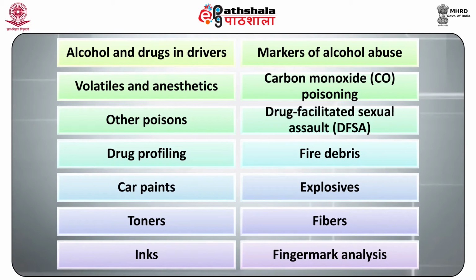Recent applications of GC in the forensic sciences include those in forensic toxicology, which include alcohols and drugs in drivers, markers of alcohol abuse, volatiles and anesthetics, carbon monoxide poisoning, poisons, drug facilitated sexual harassment and drug profiling, and more general applications to criminalities in areas such as fire debris, car paints, explosives, toners, fibers, inks and finger mark analysis.